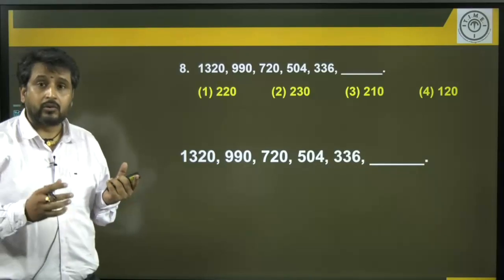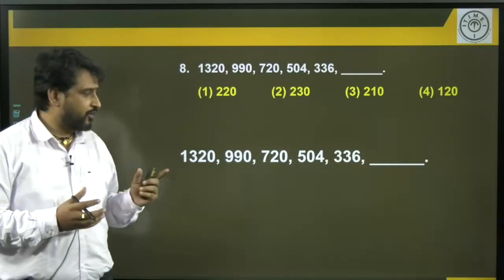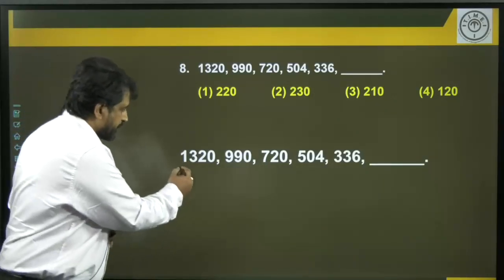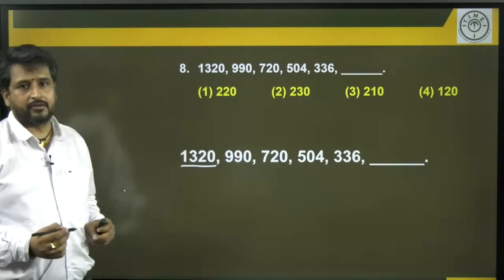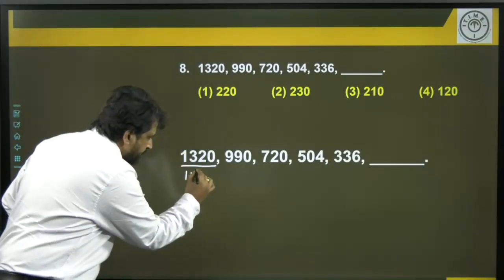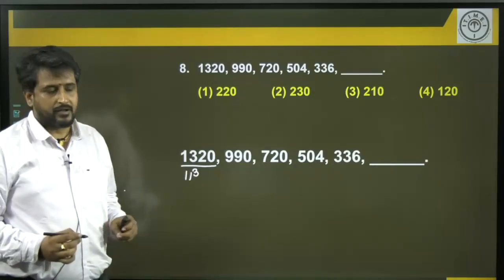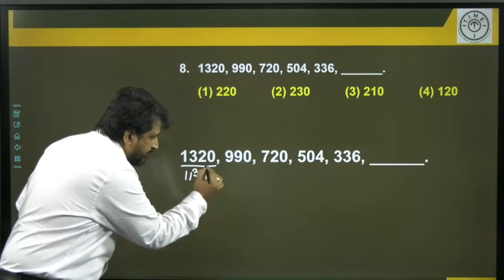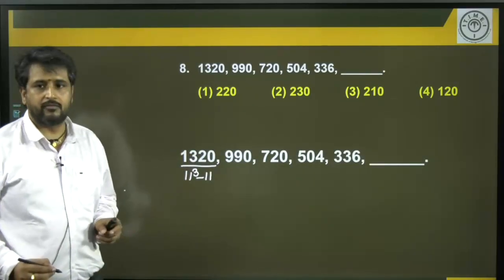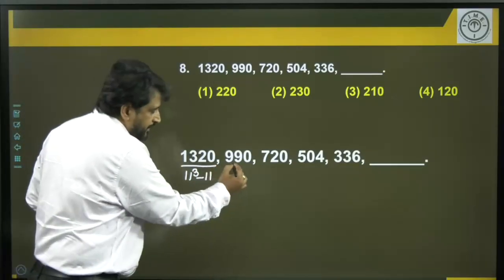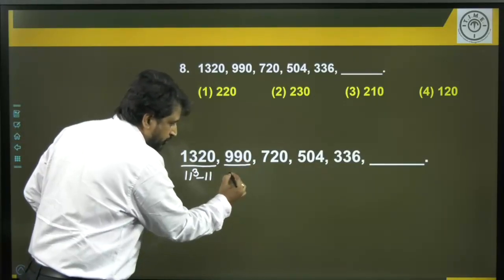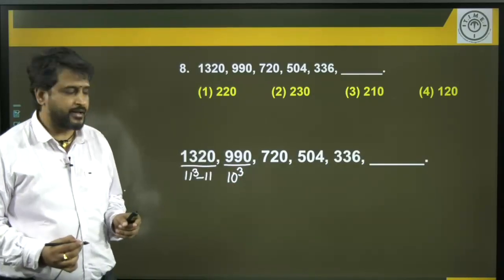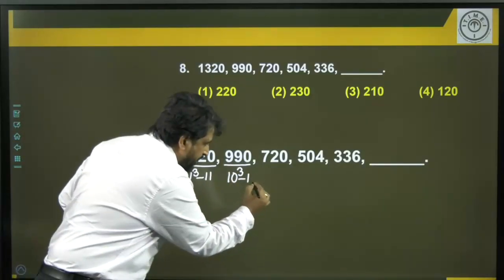These numbers are close to perfect cubes. Not exactly perfect cubes, but close to perfect cube numbers. 1320, it is close to which perfect cube? 11 cube. But 11 cube is 1331. But what is the number given? 1320. So how much is it less by? 11. So the given number can be written as 11 cube minus 11. 990 is close to 10 cube, 1000. 10 cube is 1000. But it is less than that by 10. So it can be written as 10 cube minus 10.